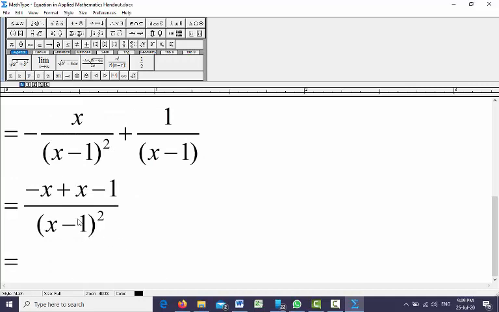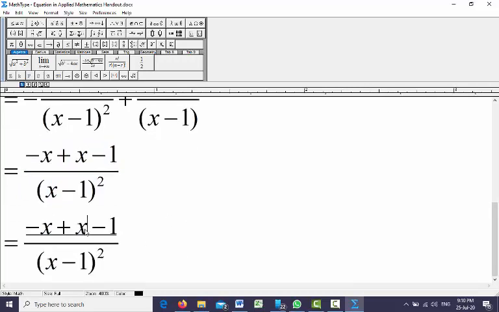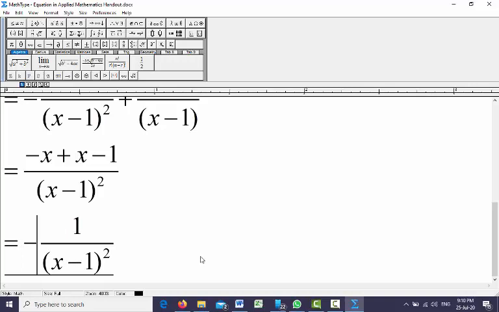So what we will have here, you can see, x minus x, both can cancel each other out, so we will have only x and x, these two will cancel each other out, so we will have minus 1 divided by (x minus 1) whole square. You can write it like that, or you can write this minus in front of this one also. So that's the answer.